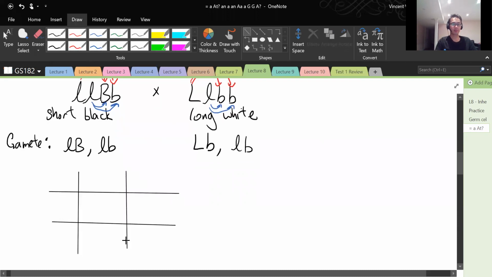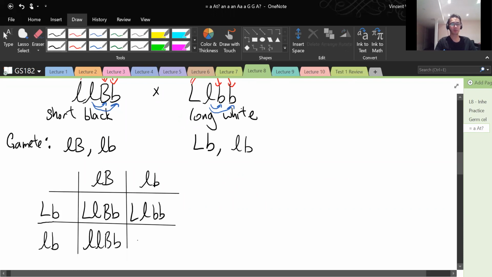Okay, so half of the sperm is gonna have the small l, big B. The other half is gonna be small l, small b. Half the egg is gonna be the big L, small b, and small l, small b. So when they come together, right, big L, big B, small b. Big L, small b, so on and so forth.